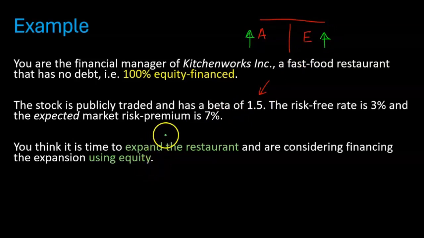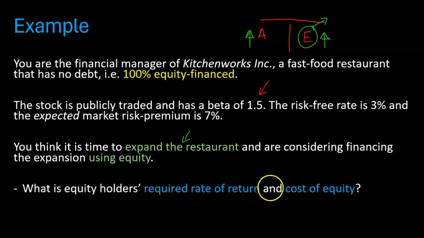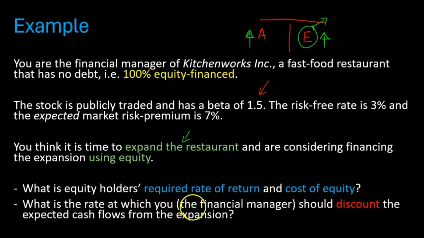And secondly, you're expanding the restaurant. This means that if you had some tables or chairs or a refrigerator or a freezer, you're just expanding your existing asset base, which means that the additional assets that you are investing in are going to have the same risk profile as your existing assets. So now the question is, what is the equity holders' required rate of return and cost of equity? And a second question, which is kind of related, is what is the rate at which you, who are the financial manager of KitchenWorks, should discount the expected cash flows from this expansion?